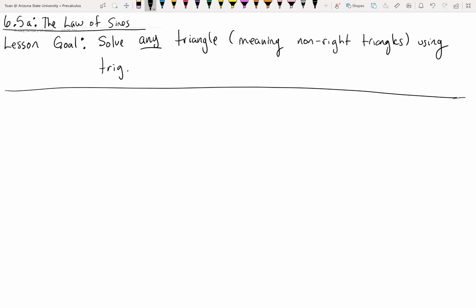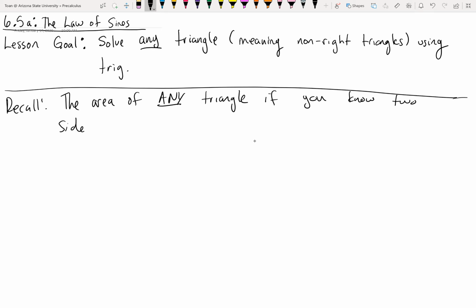As a matter of fact, we used this idea back in 6.3b when we developed the formula for the area of any triangle. So recall, the area of any triangle, if you know two sides and their included angle.